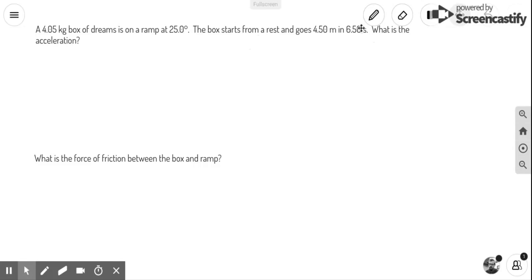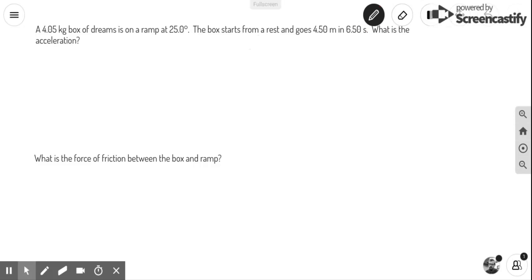Hello, we're going to be taking a look at an example here dealing with a box that's on a ramp. In this one, we've got a 4.05 kilogram box of dreams. It's on a ramp that's at 25 degrees. Our box is going to start from rest and slide down a ramp. It's going to go 4.5 meters in 6.50 seconds, and we want to figure out what the acceleration of this box is.